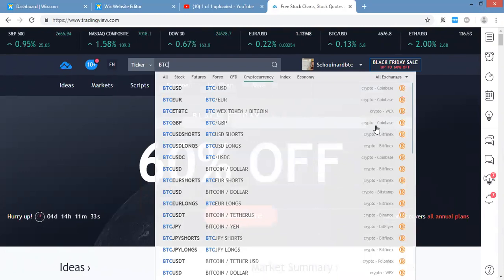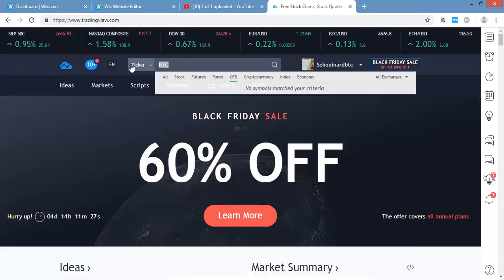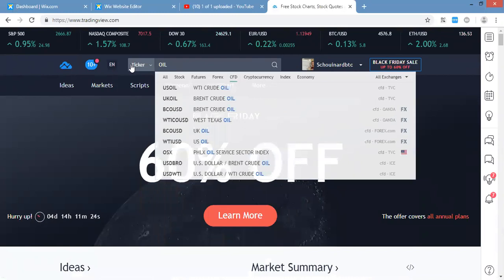Okay. So again, you're going to want to use Coinbase or Bitfinex for that. And then with CFD, if I look up oil, for instance, I'm basically just going to click on the first one that pops up. But I could also go here to BCO USD. That's crude oil against US dollar. So depending on the pair, that will be the tab that you will want to go ahead and click on.